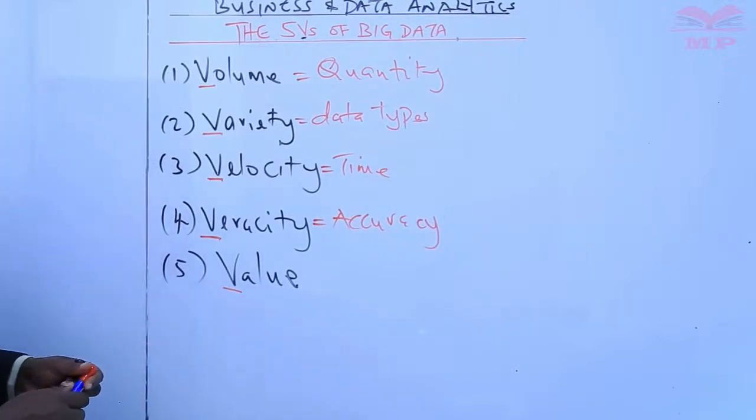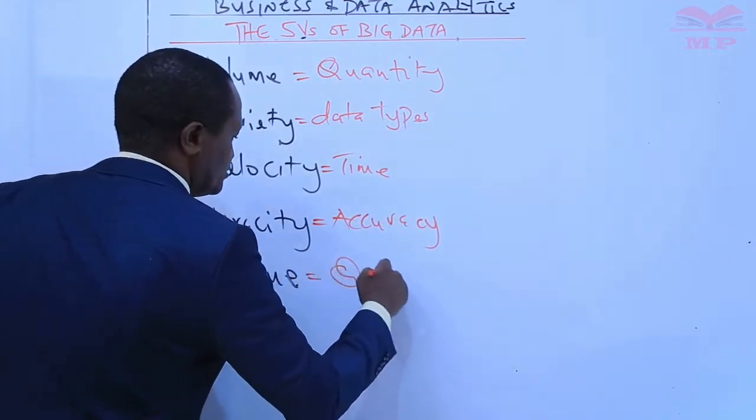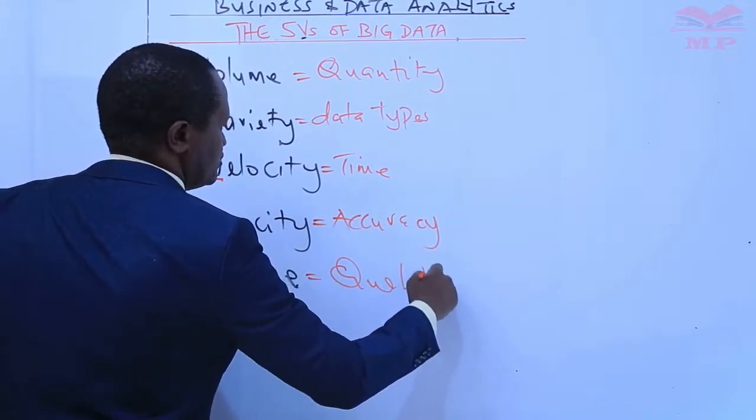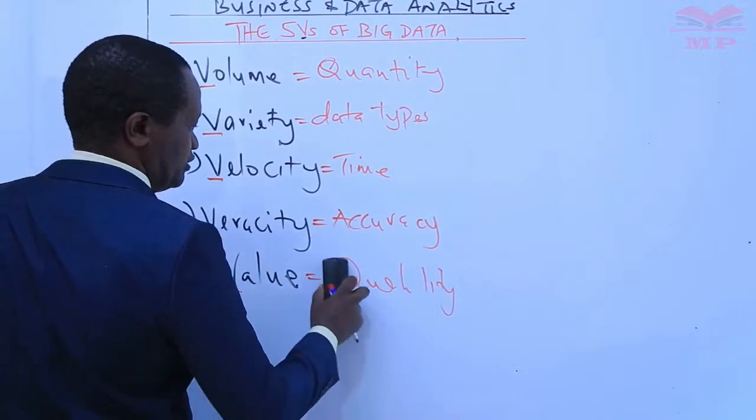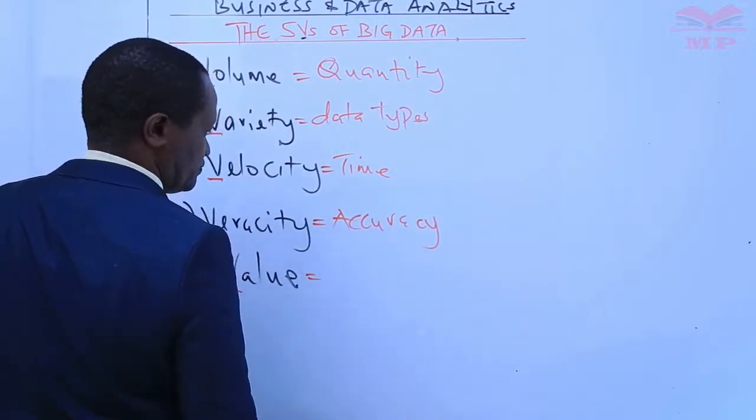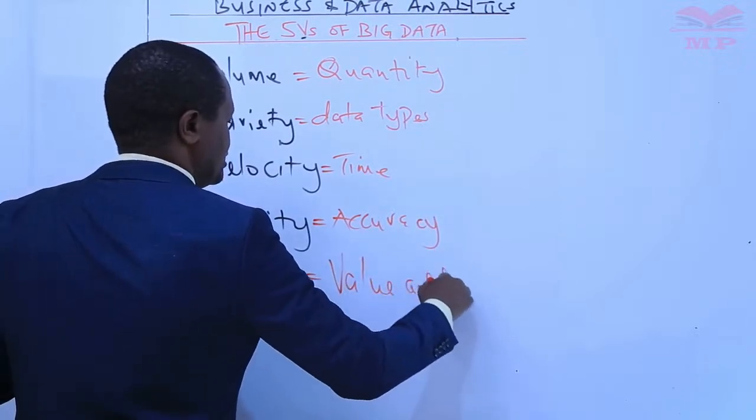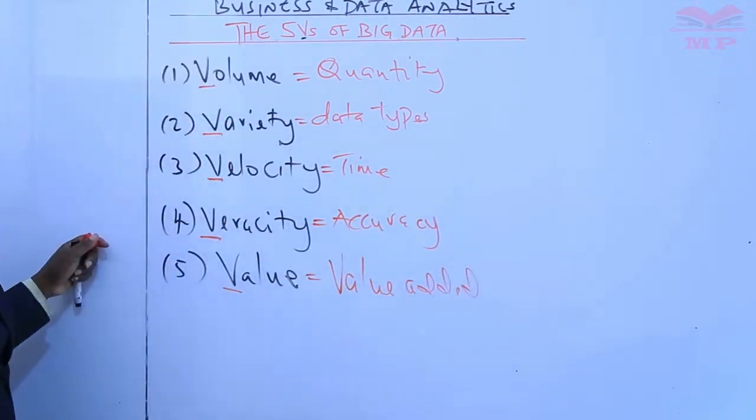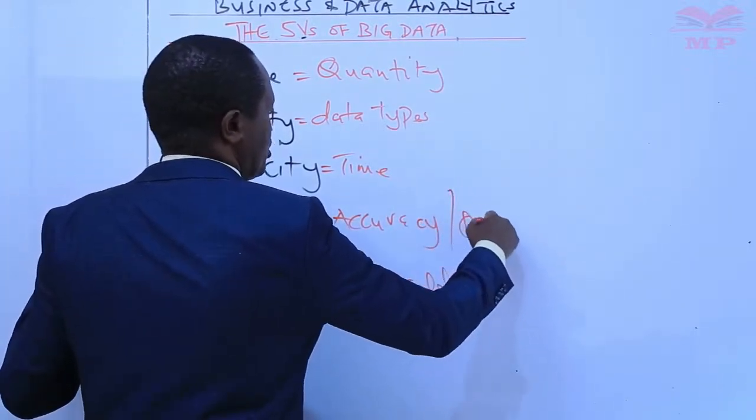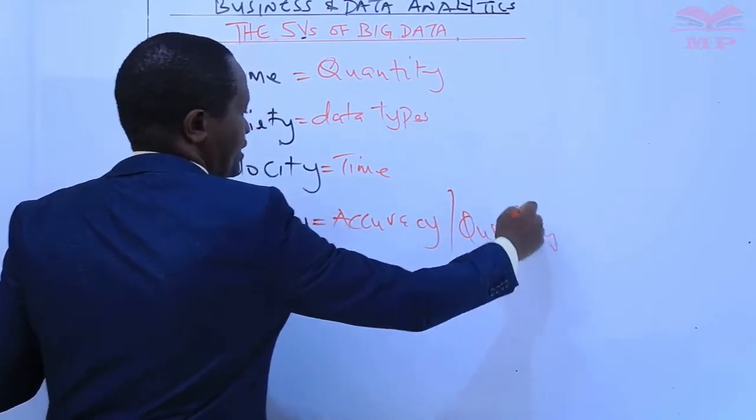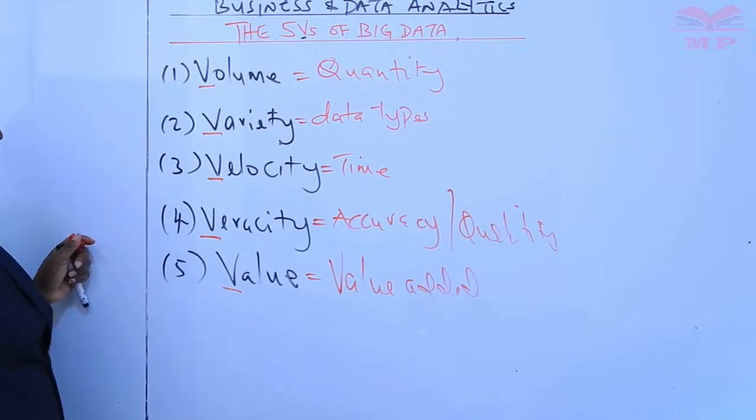All right? So value refers to the quality of data. This is value added. Veracity refers to the quality of data, the accuracy of data.